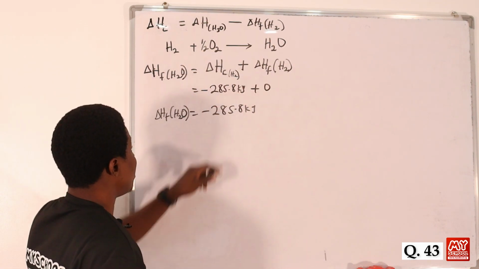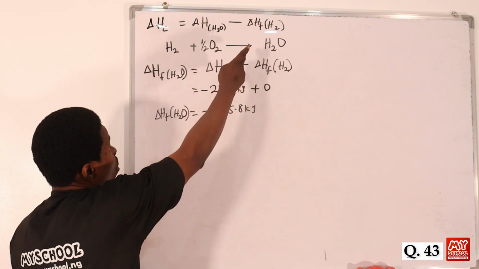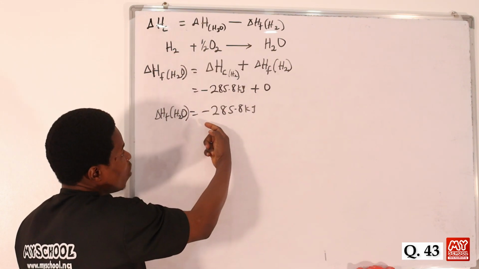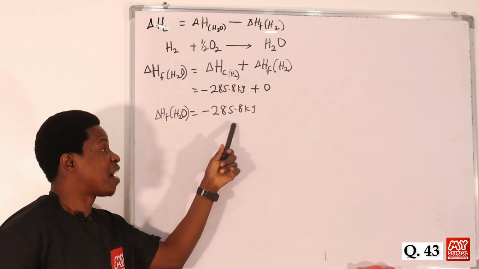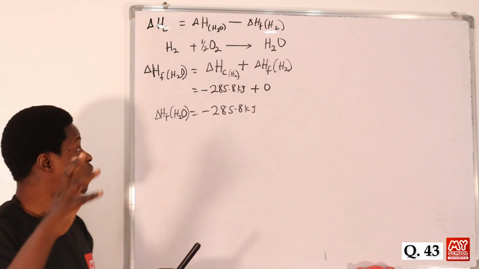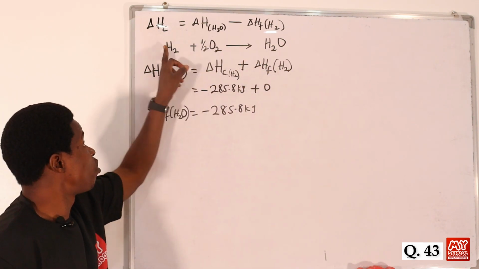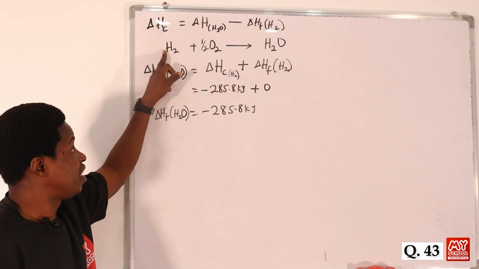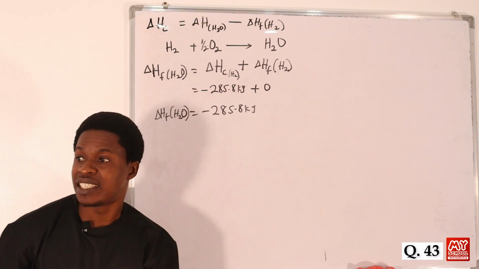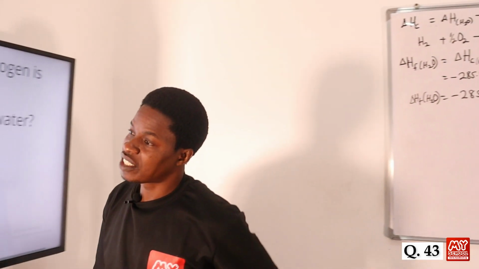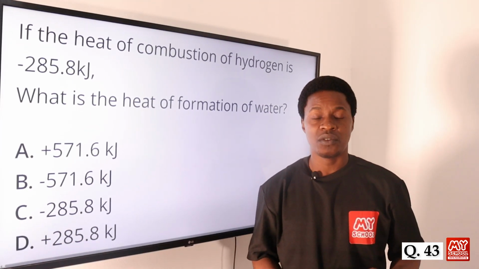So what we have is negative 2 times that, if what we had were actually 2 moles of this, then it's going to affect this. We multiply 2 by this, so we'll be having 2 times minus 285.8, you'll be having minus 571 thereabout. But we just have 1 mole of hydrogen here. Then we have this, so this is still minus 285.8 kilojoules. So based on that, the correct answer here is option C, minus 285.8 kilojoules.